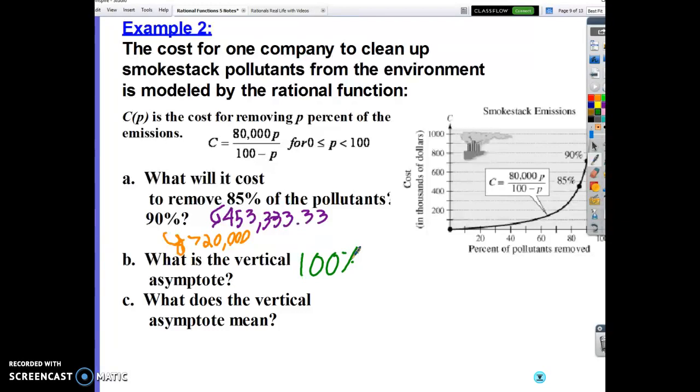So we answer that question, what does it mean? It costs way too much money to find all those little tiny pollutant particles in the air and remove them. It would just be way too much money. So it would cost infinite money to remove all pollutants.